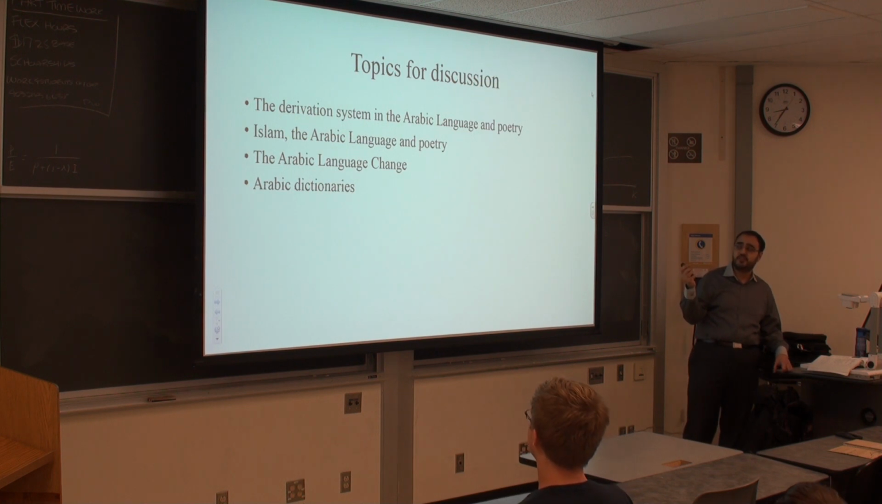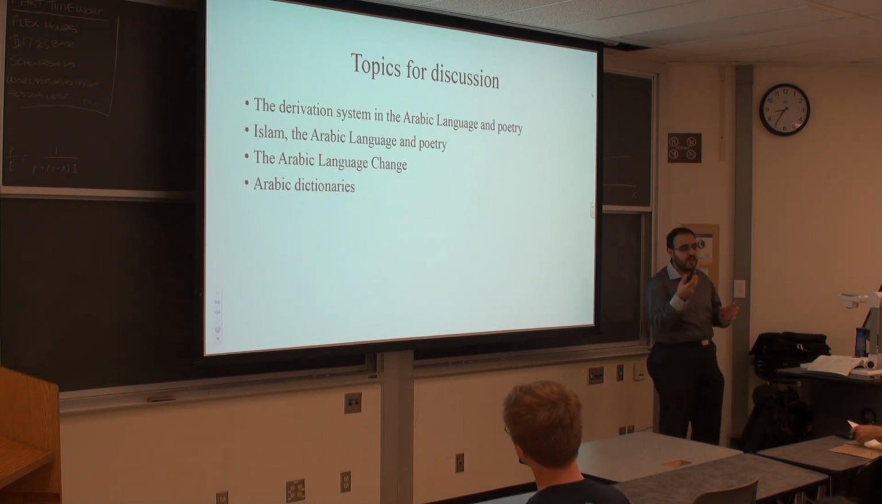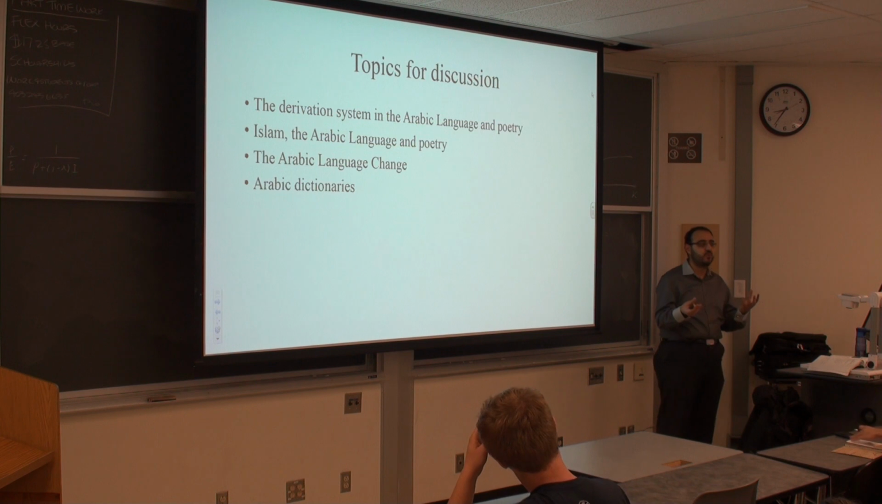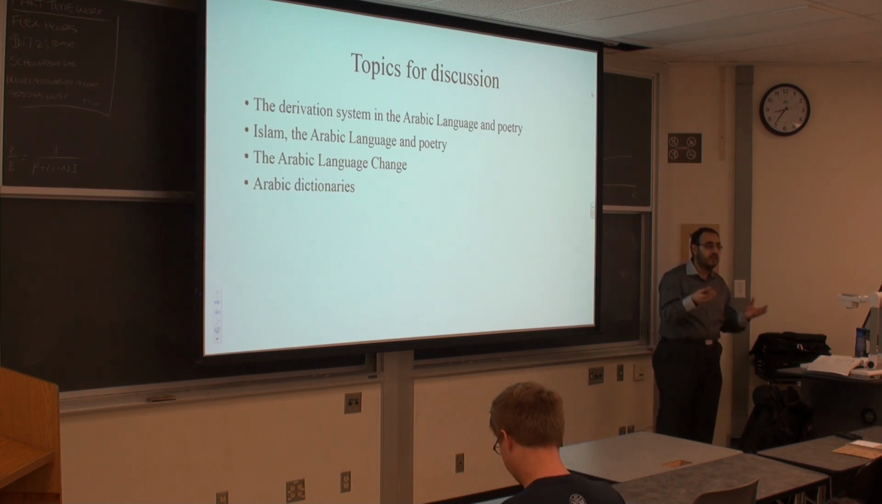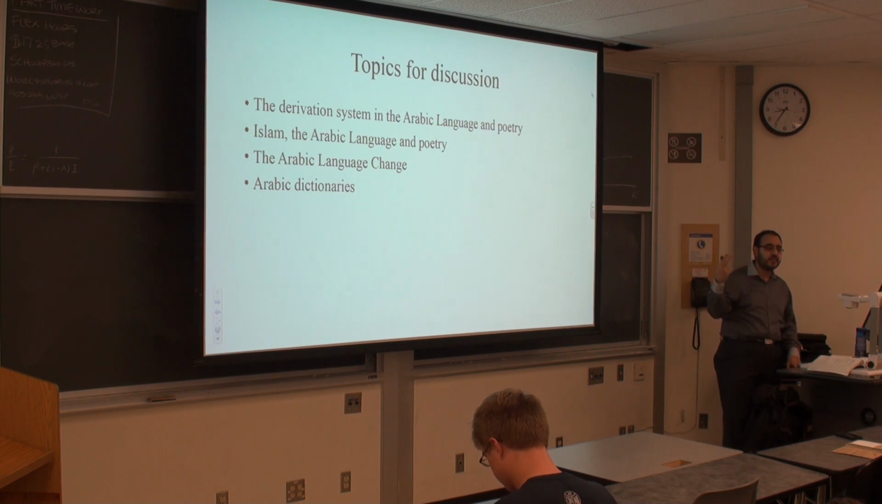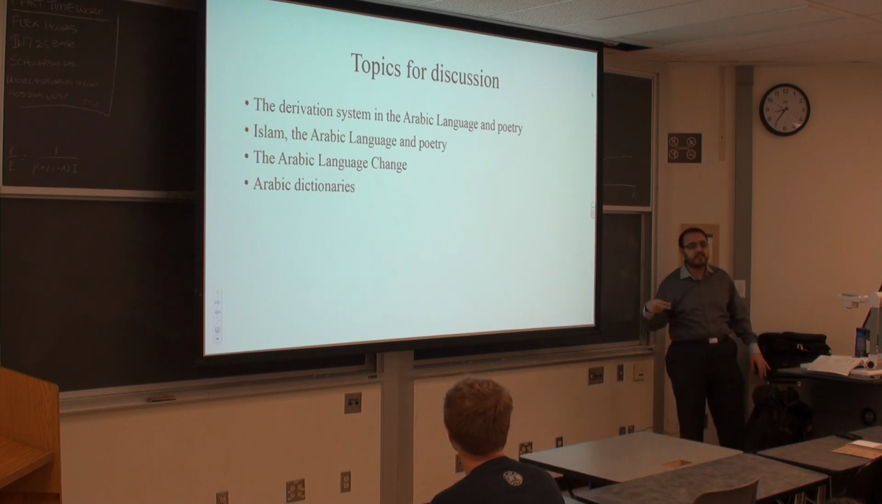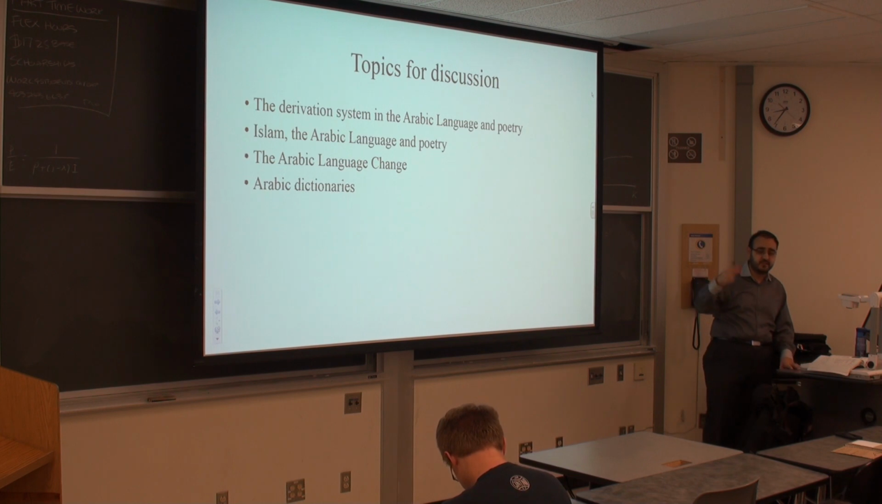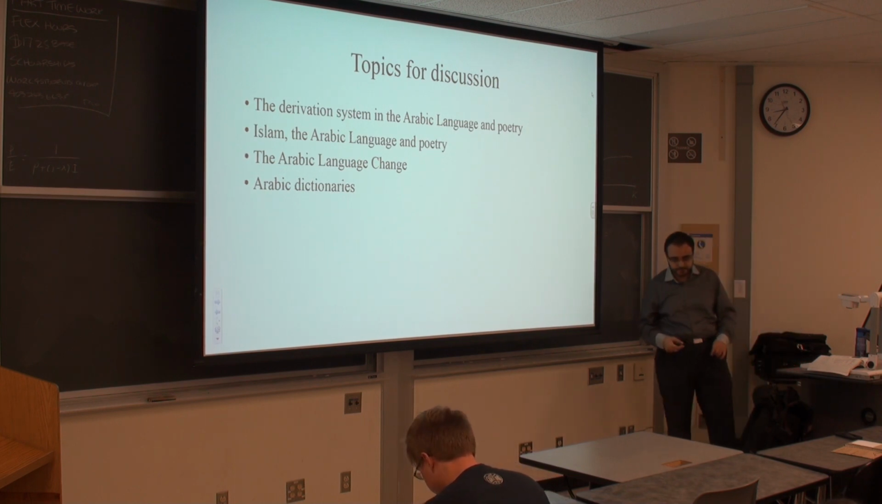So the derivation system is that you have a root and you mix it with a pattern to get a number of words. From one root, by putting it in different patterns and by adding prefixes, suffixes and circumfixes, you will get hundreds of words from each root.